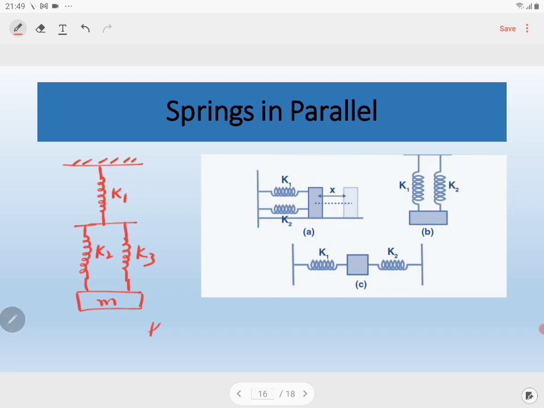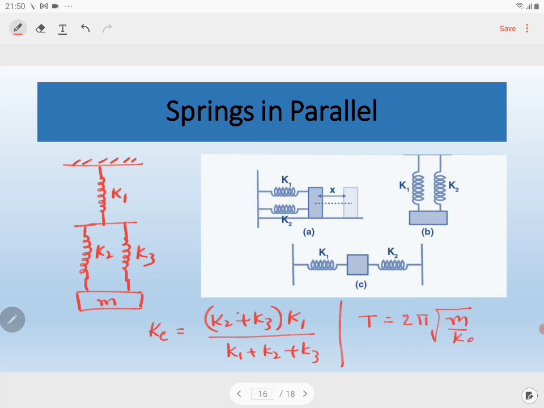So the effective spring constant will be like this. K2 and K3 are in parallel. Together they are in series with K1. So this is the effective spring constant. Now this effective spring constant you have to substitute in this formula, T is equal to 2 pi root over m by K effective. K2 and K3 are in parallel, together they are in series with K1.